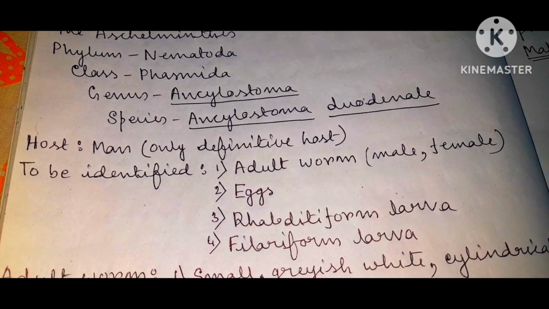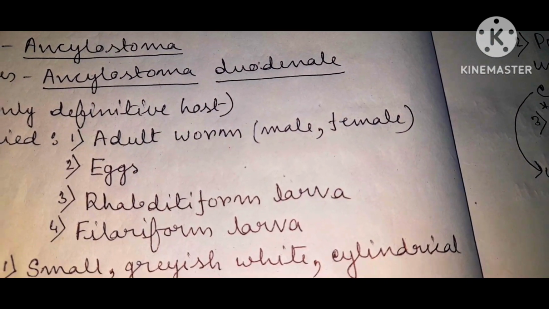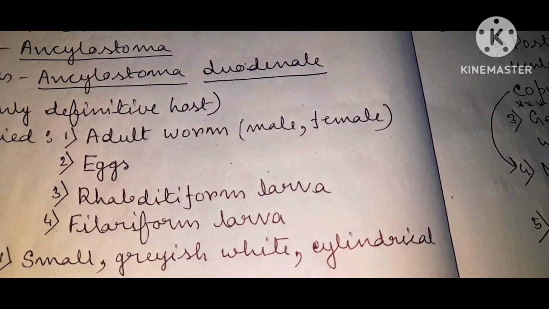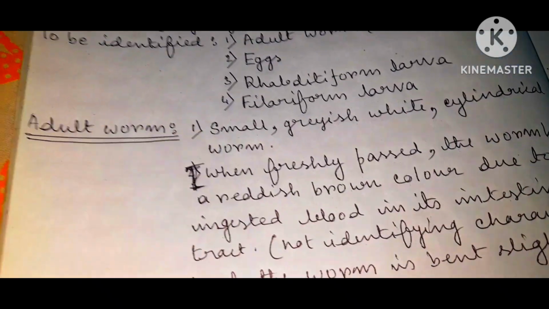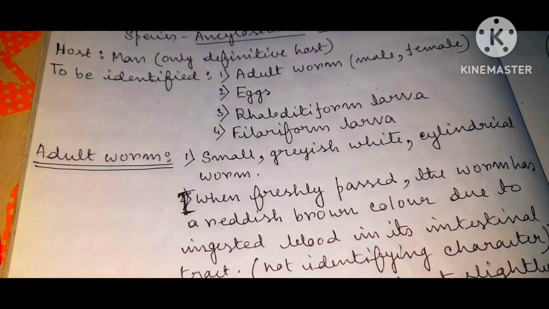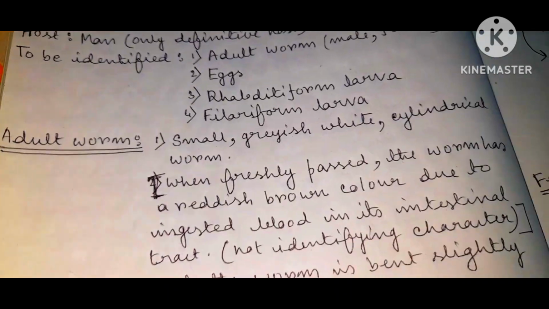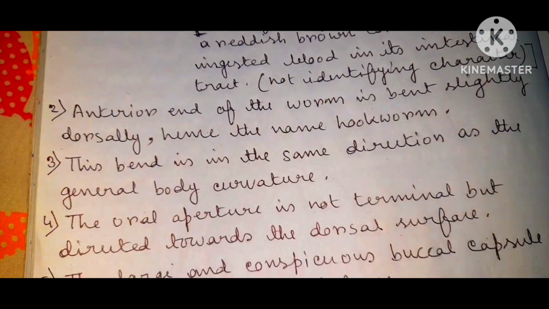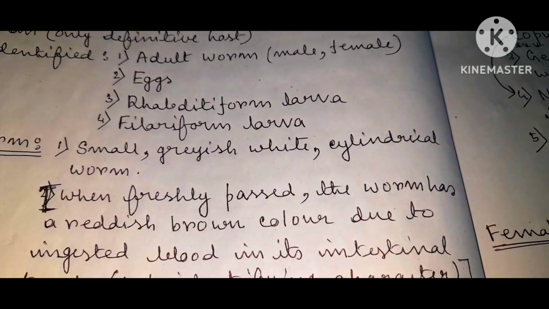To identify this parasite, the stages are adult worm, male and female, eggs, rhabditiform larva and filariform larva. Let's concentrate on the adult worm identifying features. This is the adult worm, male and female, of Ancylostoma duodenale. Make it in your practical copy with proper labeling. These identifying features are common for both male and female. These are general identifying characters.